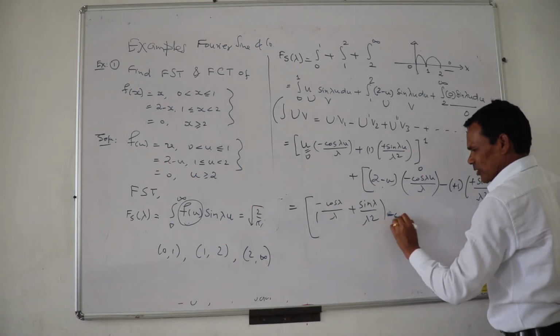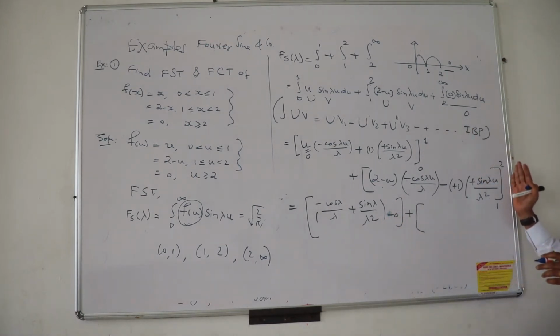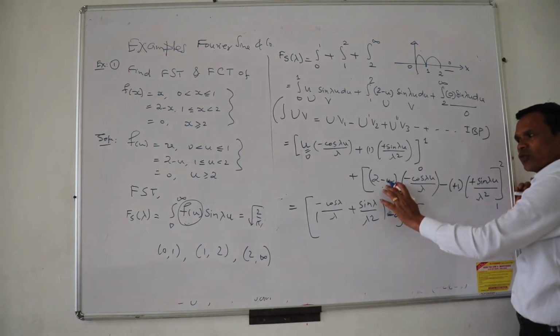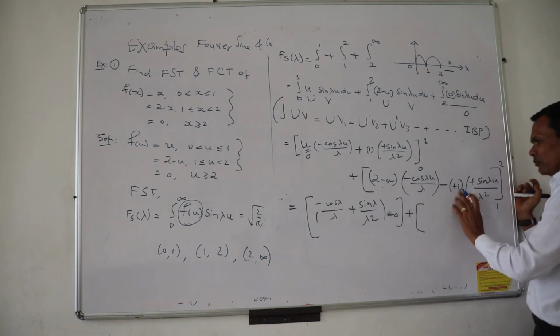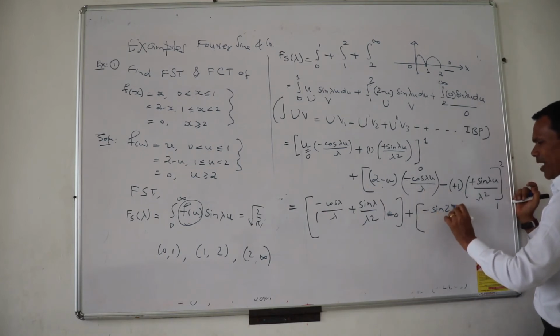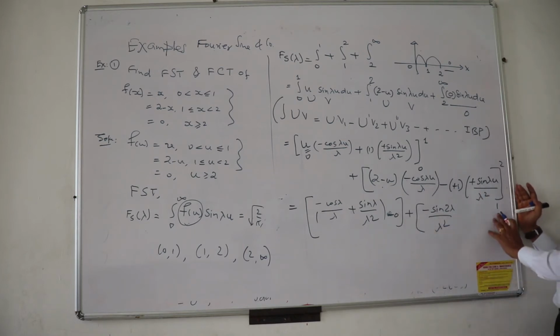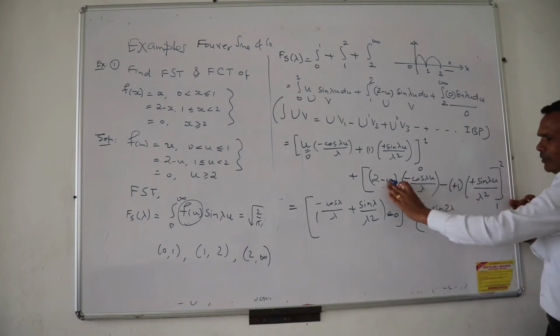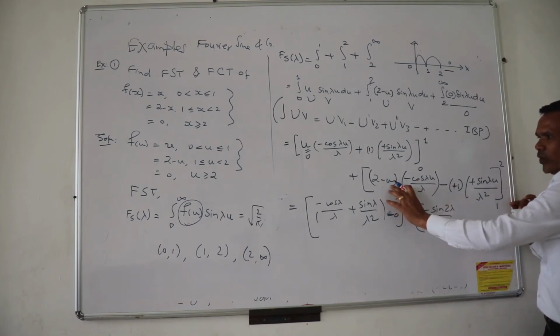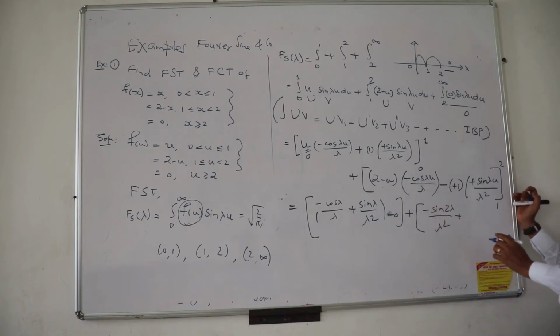So this is minus 0, and plus here, what happens: if you apply the upper limit 2, 2 minus 2 is 0, then this becomes 0. Then here minus sine 2 lambda upon lambda square, and 1. If you apply 1 there, then 2 minus 1 is 1, minus minus plus, because there is one more minus sign from the lower limit.